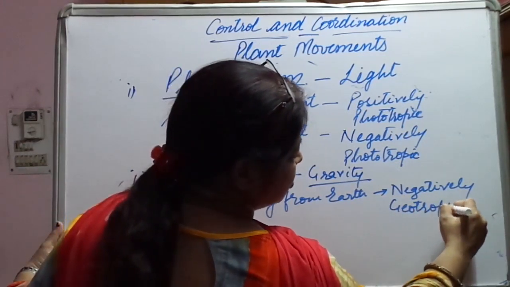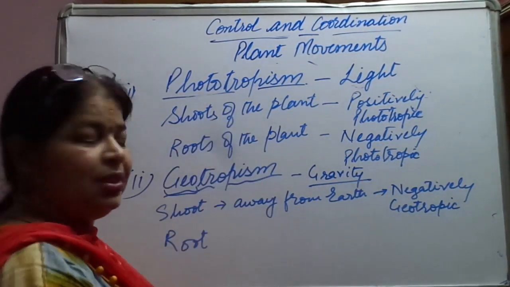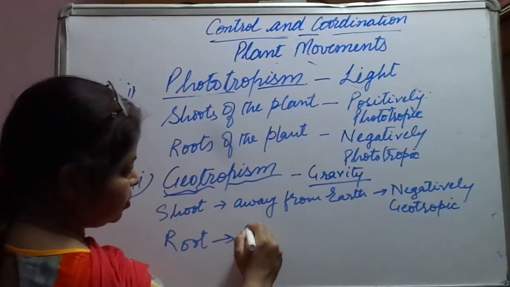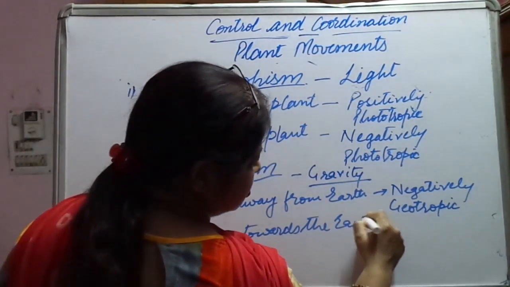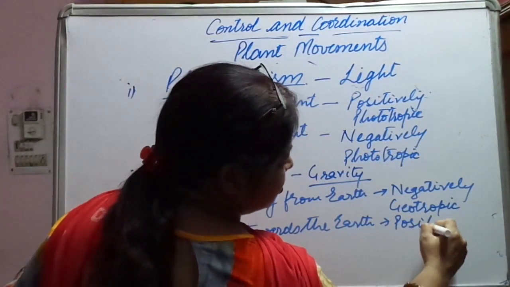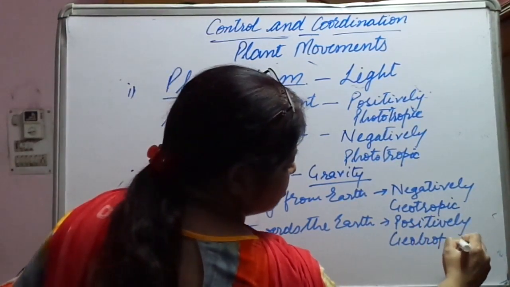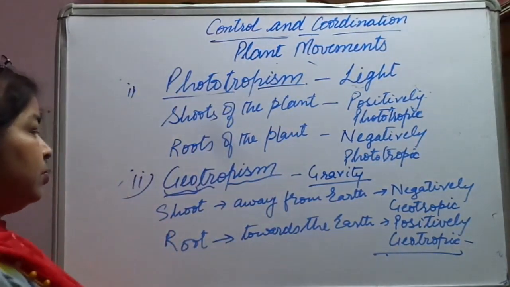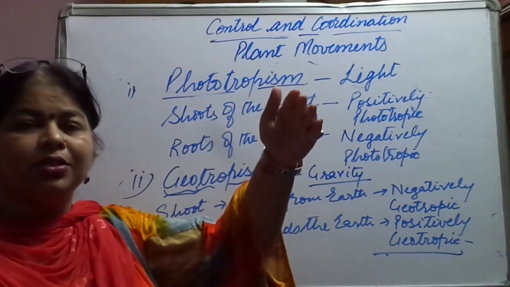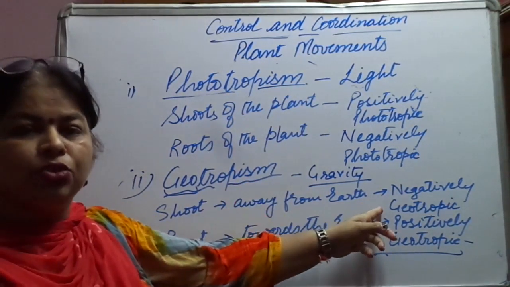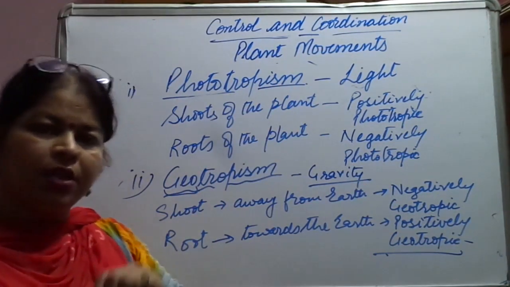And what about the root? The root is growing towards the earth, so it is positively geotropic. Okay, I hope it is clear to everyone. The shoot is growing away from the earth's gravity, so we say it is negatively geotropic. But the root is growing towards the earth's gravity, so it is positively geotropic.